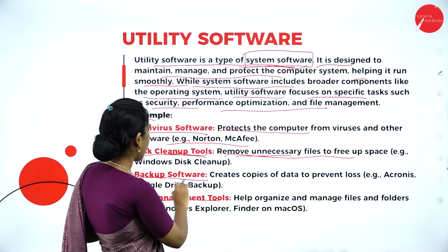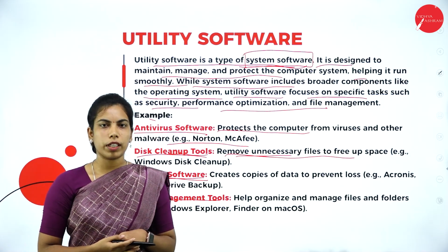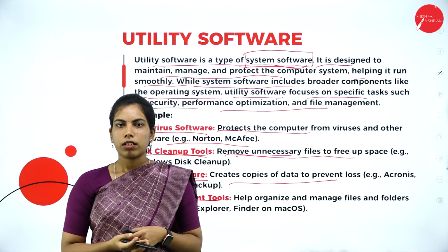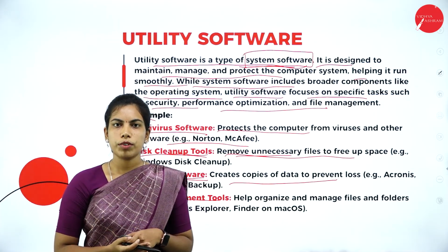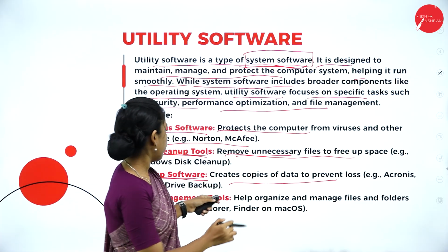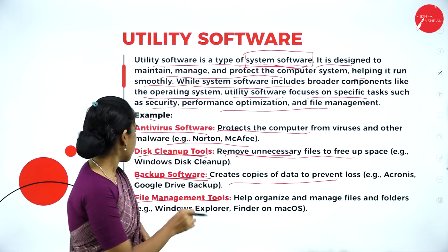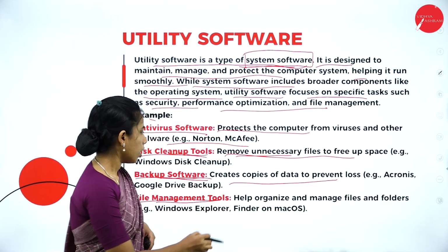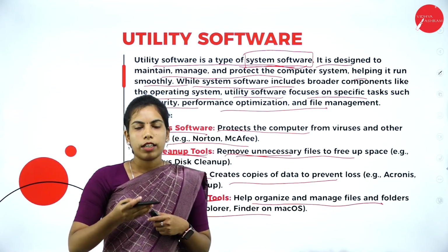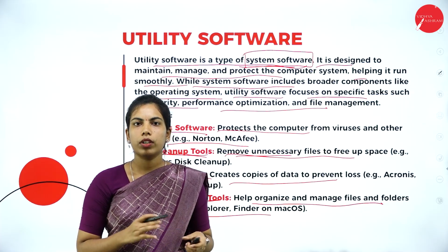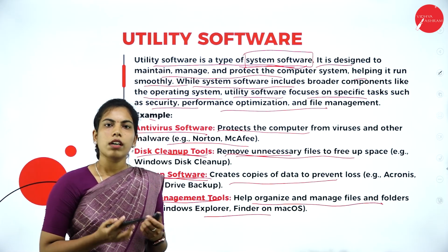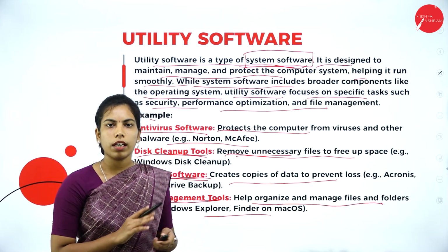The next one is backup software. Backup software creates a copy of data to prevent loss. In the case of power loss or a sudden system shutdown, data that was temporarily stored will be protected by the backup software. And the last one is file management tools. They help organize and manage files and folders, to create, delete or access those files. They are managed by the file management tool. This is all about utility software.